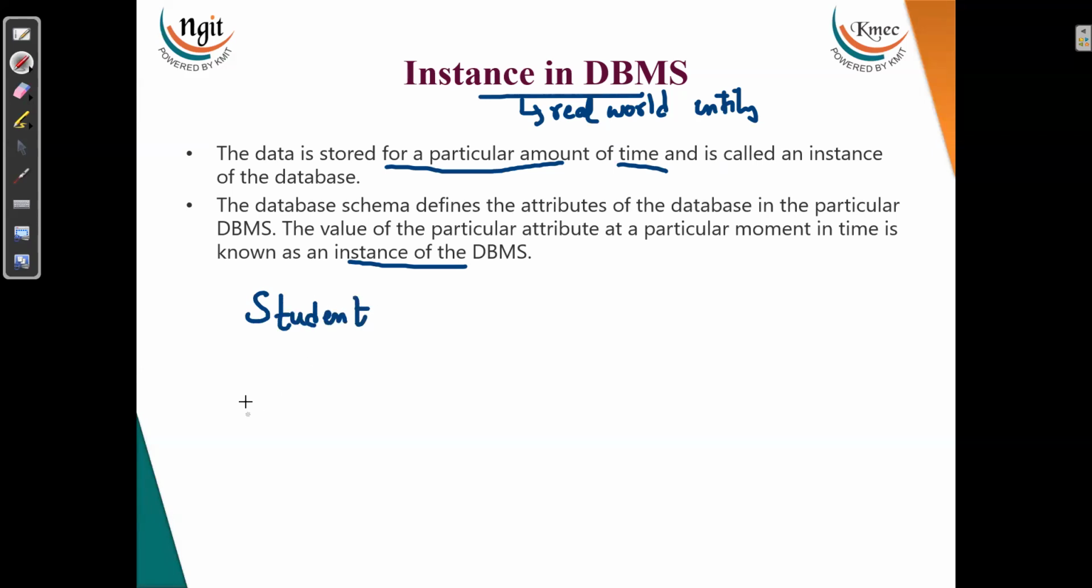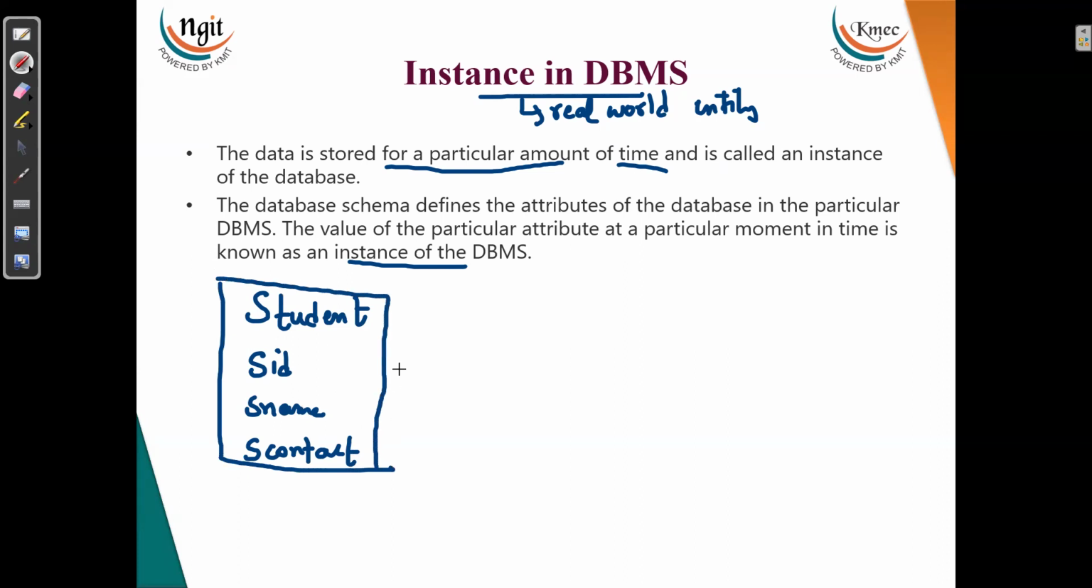Student is a table which has three columns: student ID, student name, and student contact number. So this is nothing but the structure of the database, that means the schema of the student table. Now, after inserting the data into this table, you will have items displayed like this.